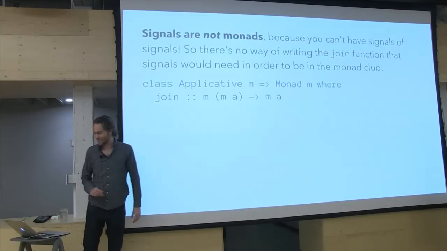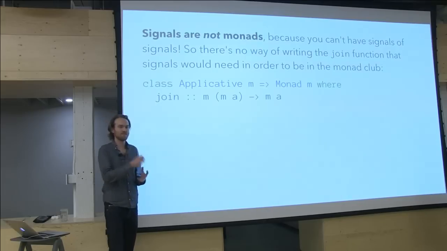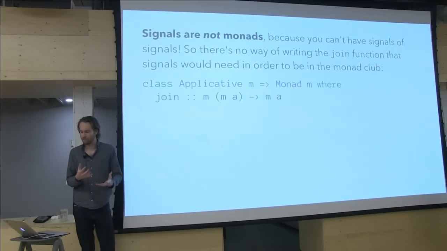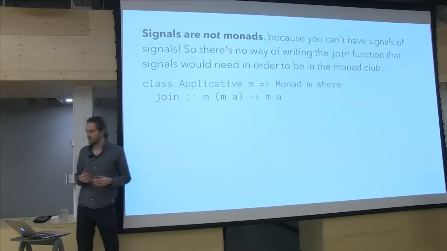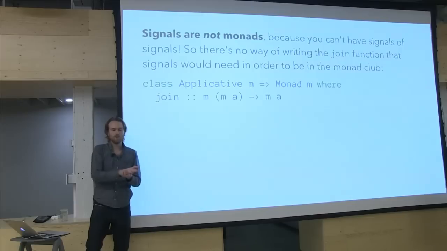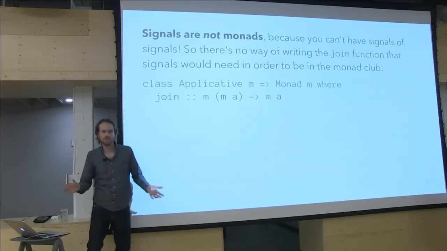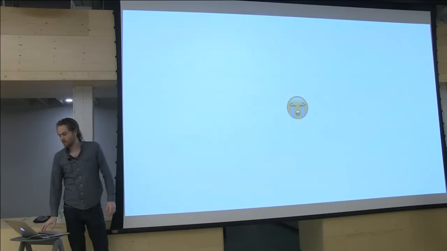Signals are not monads, because you can't have signals of signals. It's a very important part of Elm. It gives us some nice guarantees. One of the things you need in order to be a monad is this join function, which would be like having signals of signals and then flattening them into just a signal and then doing something with it. But you can't write that in Elm because of the semantics.